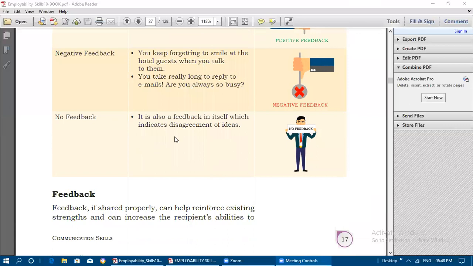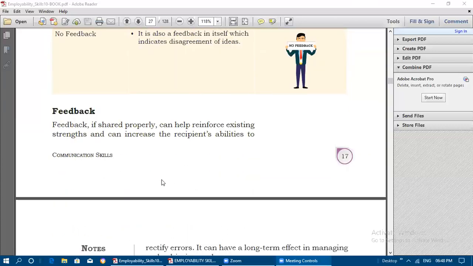And no feedback means what? It is also a feedback in itself, which indicates disagreement of ideas. No feedback at all means that you disagree with the ideas. It is also a kind of feedback. It indicates that you don't have agreement. You are not agreeing with the ideas or messages conveyed by the sender. That is no feedback.